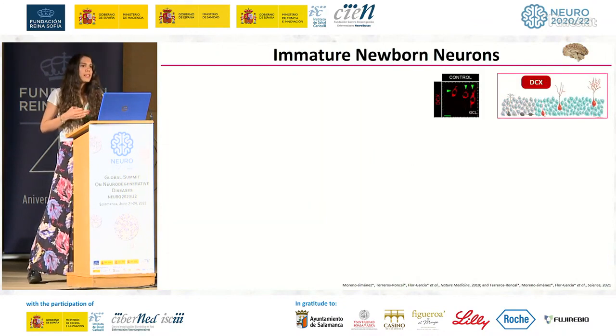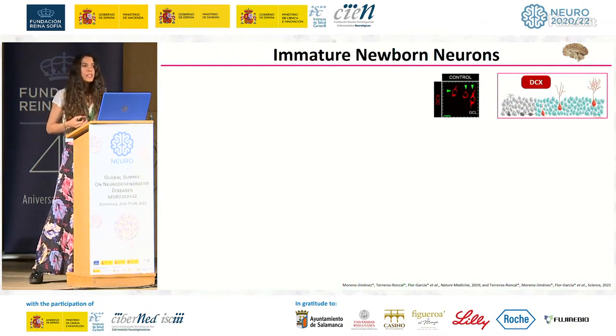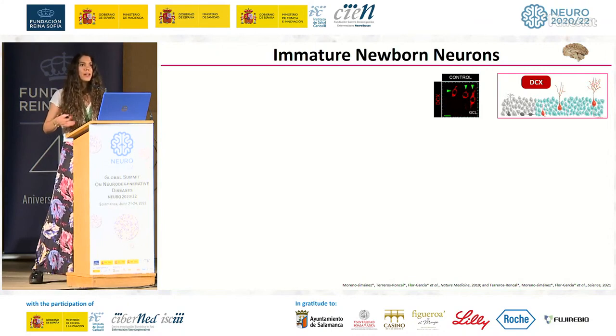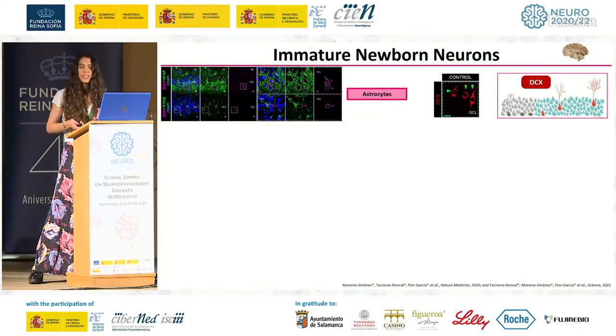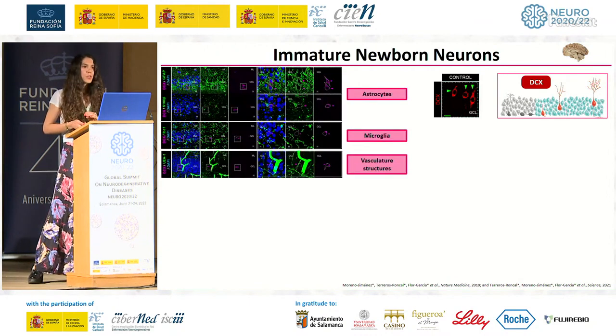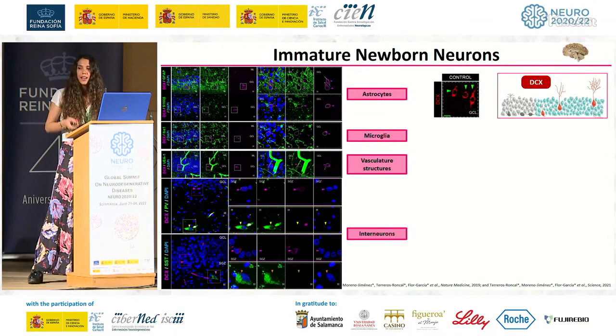Next, we study the immature newborn neurons. Doublecortin is a microtubule-associated protein and is the gold standard marker of adult hippocampal neurogenesis. Doublecortin is expressed from the neuroblast stage to the last immaturity stages of the process. Doublecortin is not expressed by astrocytes, microglia, vasculature structures, or interneurons.